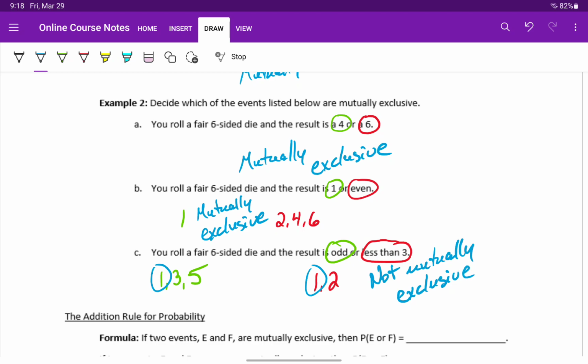We'll need to ask this question anytime the addition rule for probability is the approach we want to use, because that will determine something about how we approach the problem, which we'll get to in the next video.